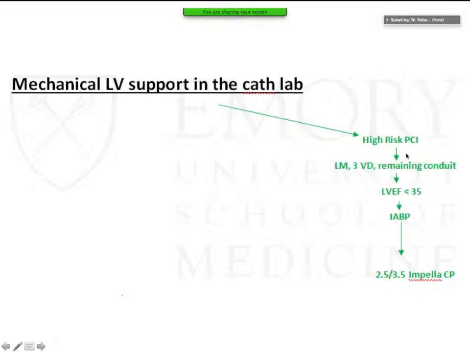For high-risk PCI, such as left main or 3-vessel disease, or a remaining conduit, with an EF of, say, less than 35%, you can start off prophylactically by putting a balloon pump in, and if the patient does not do well or does not have enough support, I place that here because most of the world has a balloon pump and not these fancy devices. If this doesn't work, you can switch to a 2.5 or 3.5 Impella.